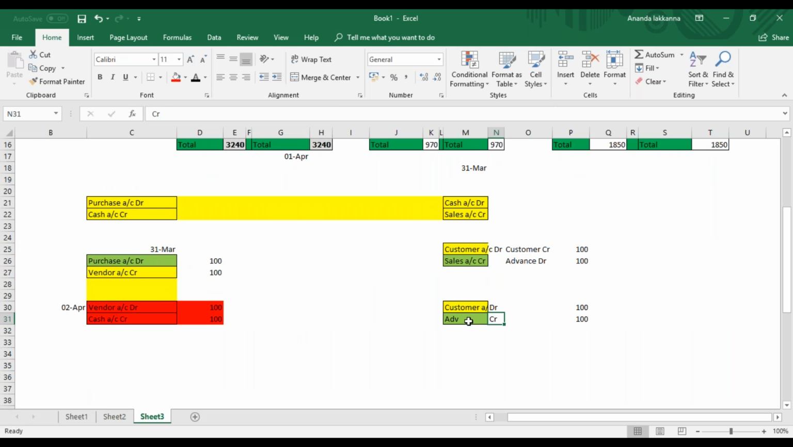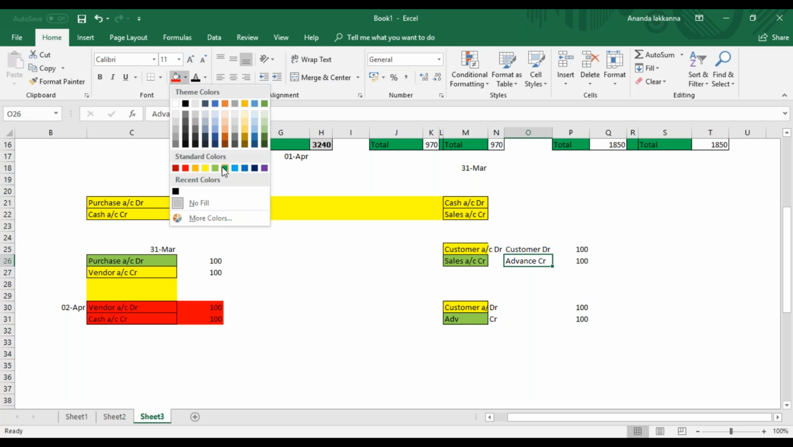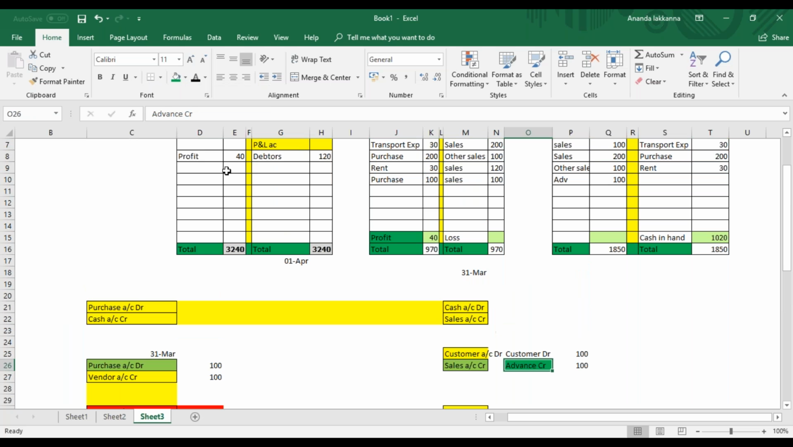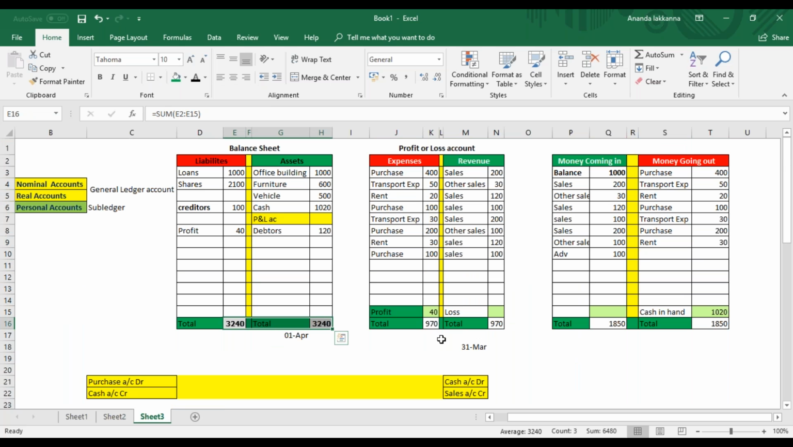Okay, so sorry. Okay, and this one is debit. Now this debit and credit has happened. Very simple. Then this will knock off from the balance sheet, and automatically the balance sheet matches.